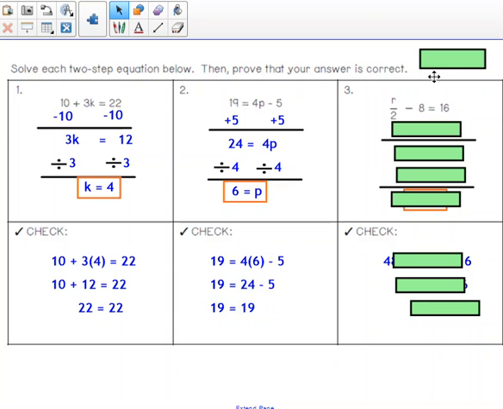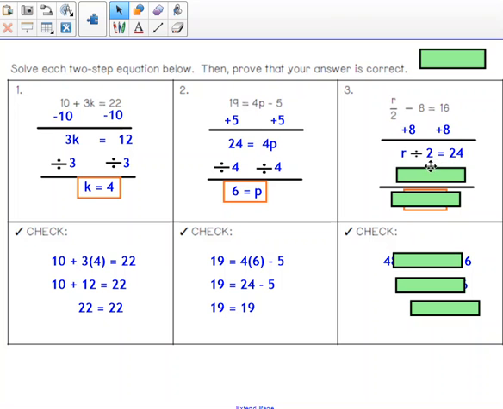This third one right here, you want to think of this as really r divided by 2 minus 8 equals 16. So again, first things first, get rid of that subtraction, all right? So add 8 to both sides. After we do that, that leaves us with this. We still have r divided by 2 over there. I rewrote it this way. You could write it as a fraction if you want, but that will equal 24.